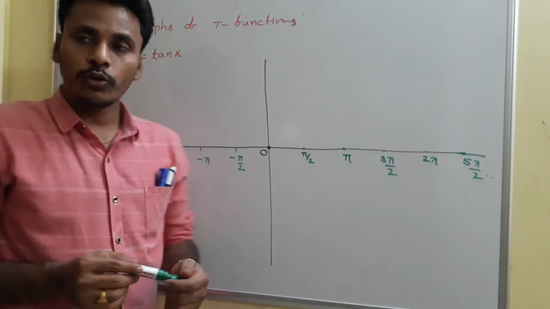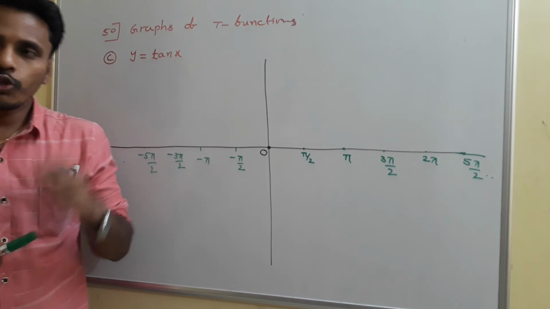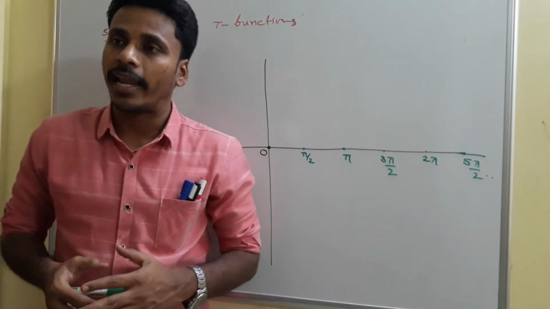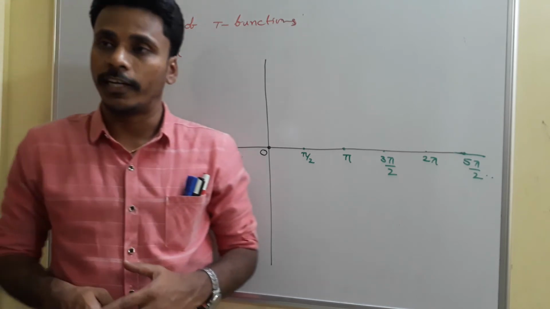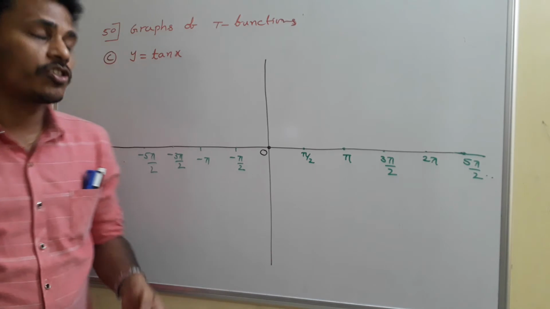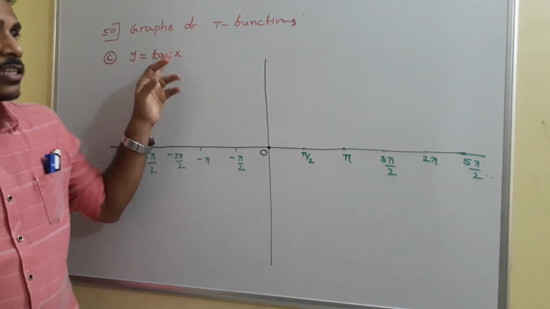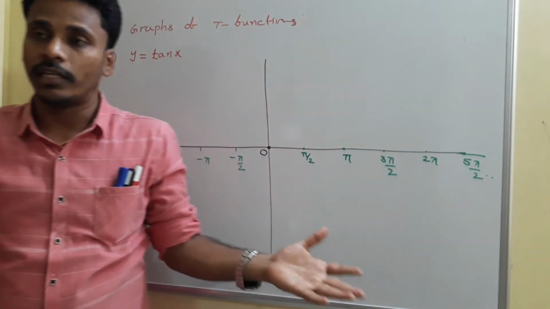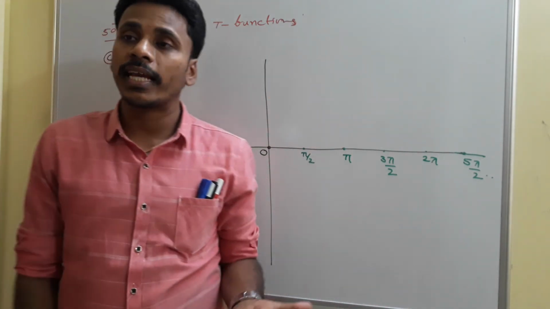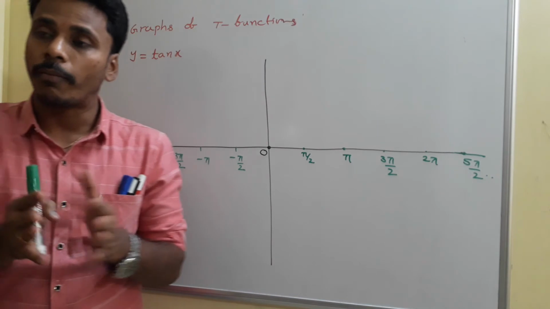Now we are going to sketch the graph of tan x. You just think about tan x. See, the range of tan x is from minus infinity to infinity. There is no boundary on y for tan x. Tan x is nothing but y. Since tan x is from minus infinity to plus infinity, y is also from minus infinity to plus infinity, whereas sin x and cos x values will lie in between minus 1 and 1.